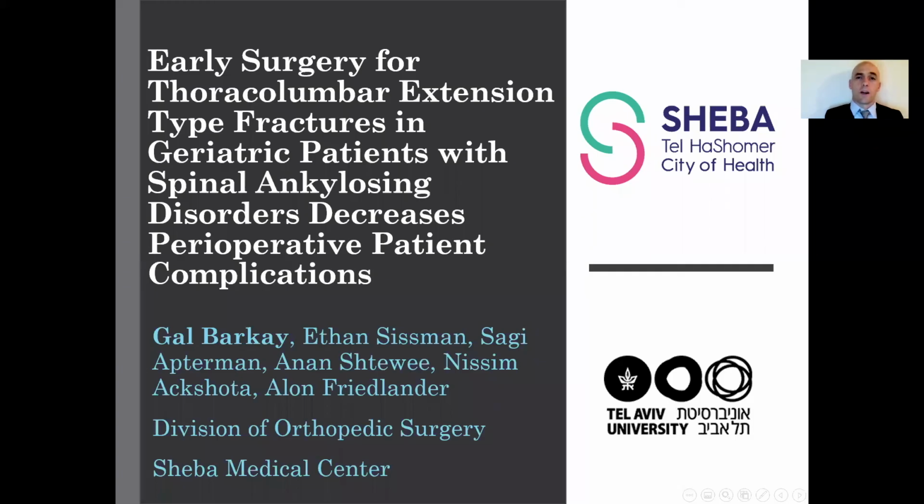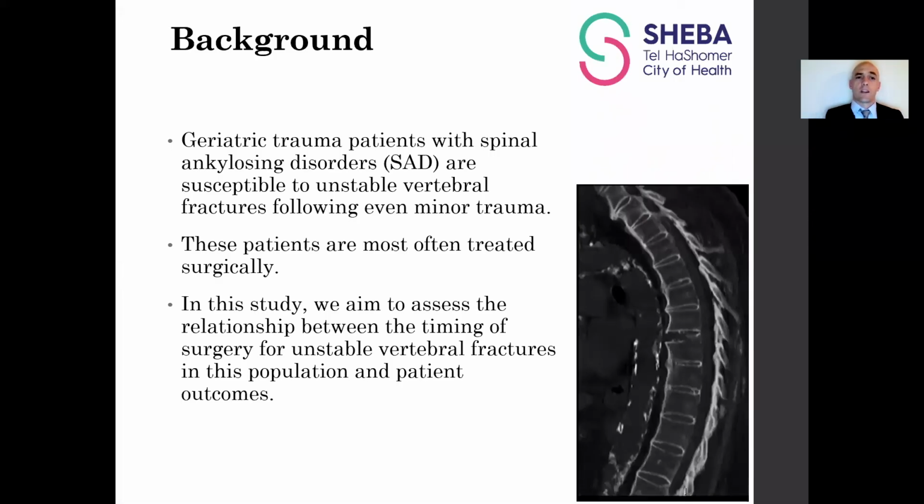Hello, my name is Gal Barkay from the Sheba Medical Center in Israel. This presentation is: Early surgery for thoracolumbar extension type fractures in geriatric patients with spinal ankylosing disorders decreases perioperative patient complications. Geriatric trauma patients with spinal ankylosing disorders are susceptible to unstable vertebral fractures following even minor trauma. These patients are most often treated surgically.